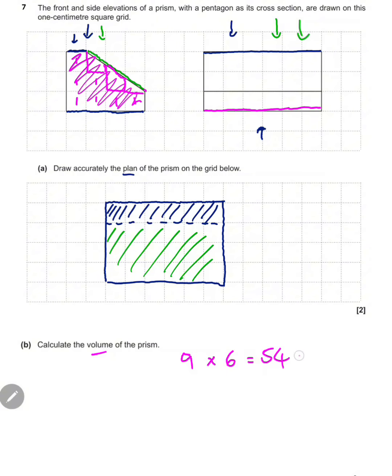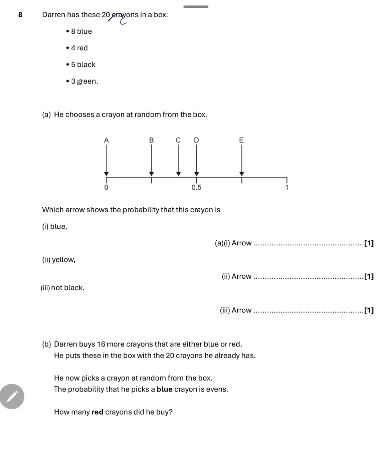And if this is a centimetre square grid, that will be centimetres cubed because it's a volume. Question 8, we've got some probability work to do. We've got 20 crayons in a box, and these are the different colours. And the first question says, which arrow is the probability of blue?